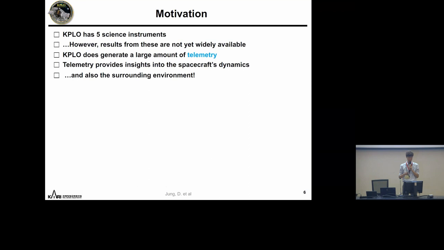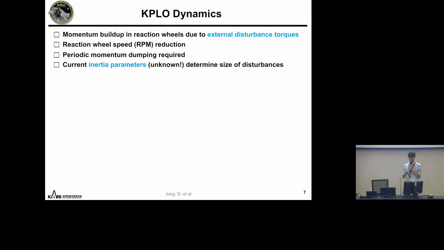But KPL does generate a lot of telemetry, housekeeping telemetry, attitude control telemetry. So this provides a lot of insight into the spacecraft dynamics and also the surrounding environment. So this is kind of a lot of engineering stuff, but as you can see, it will lead to some science. So the KPL spacecraft is controlled by reaction wheels, but we do get a lot of momentum building from there because there's a significant amount of external disturbance torque. So these tend to shake the spacecraft pretty minutely, but over the course of many orbits, it tends to build up.